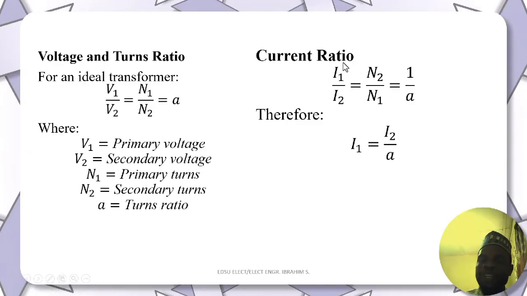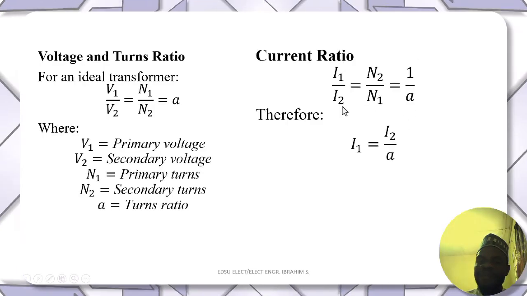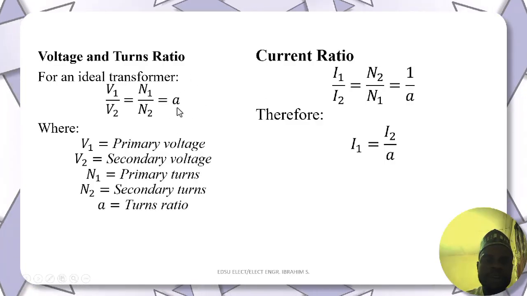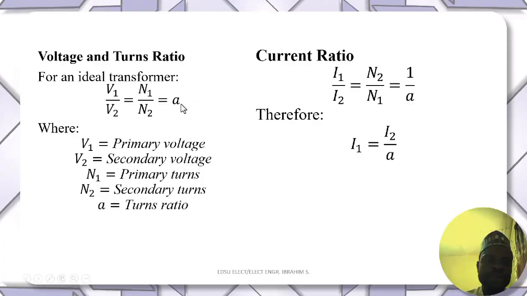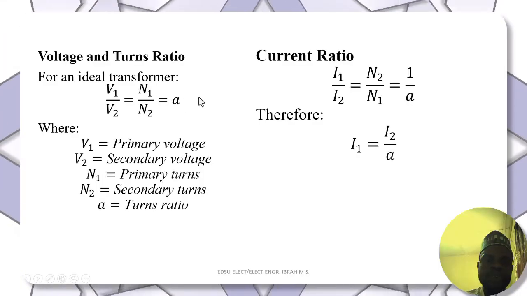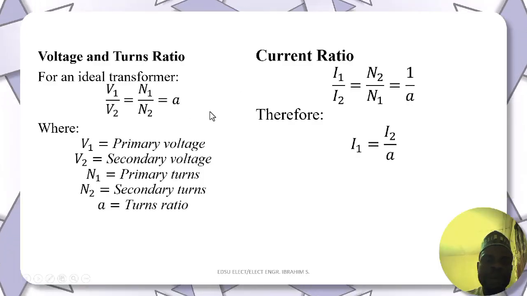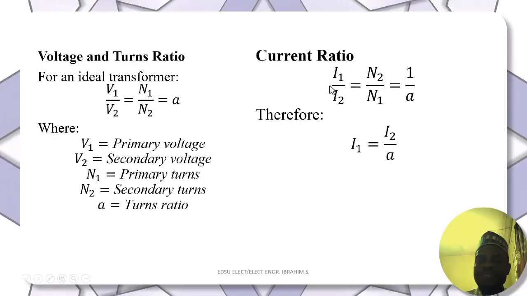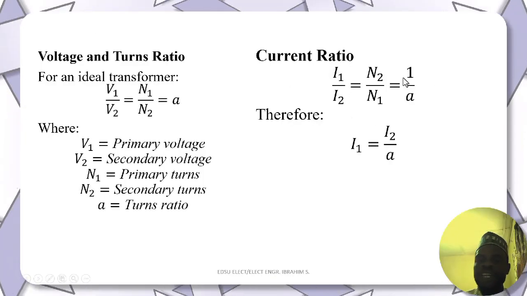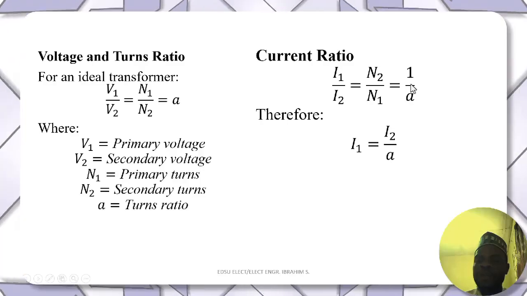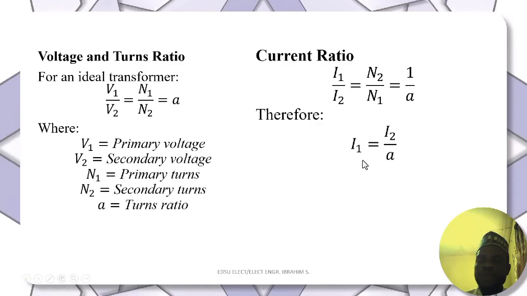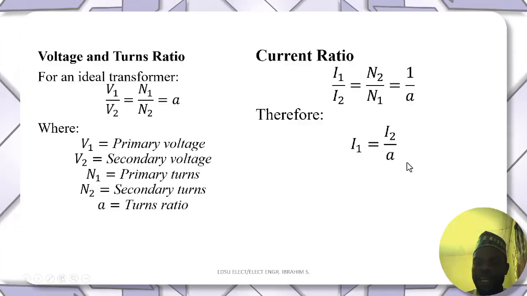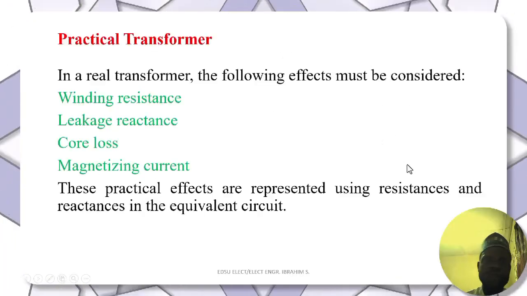The primary current divided by the secondary current. So if I'm inputting my current ratio here, this should be equal to I2, the current at the secondary, divided by the current at the primary, which is the same thing as this. So the current at the primary divided by the current at the secondary is 1 over our turns ratio. Then from here, my I1 equals my I2 divided by my alpha.